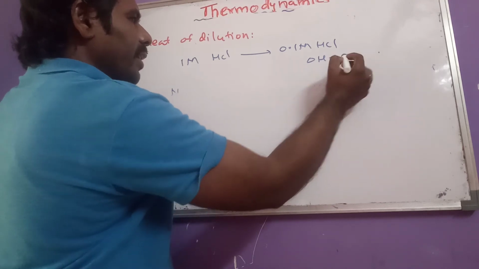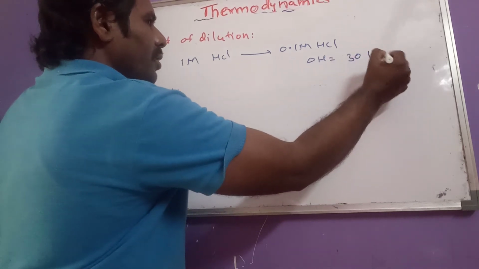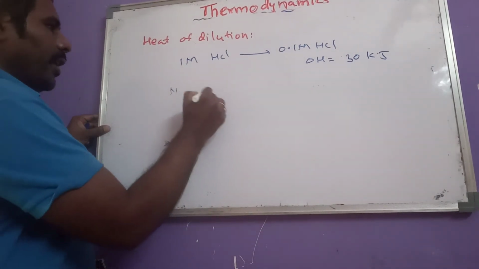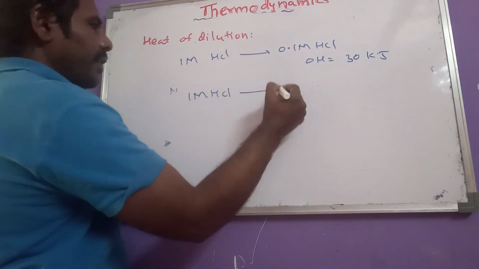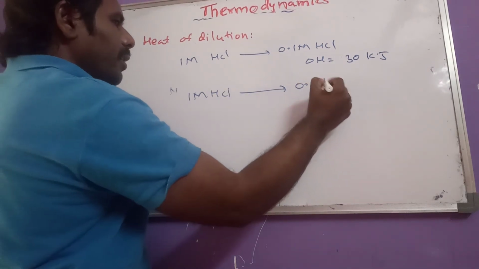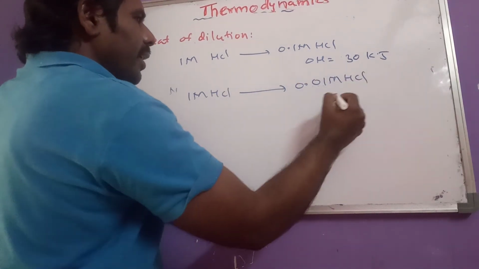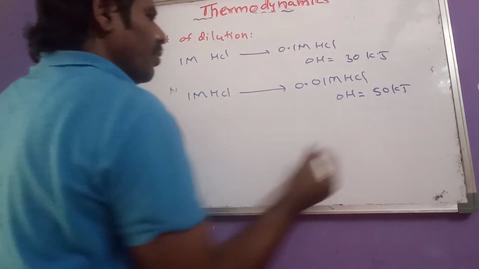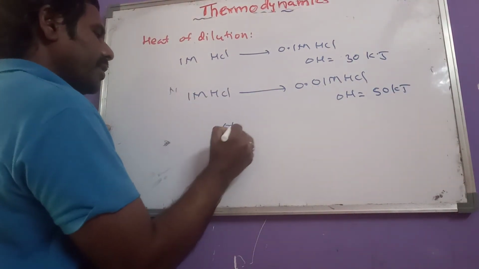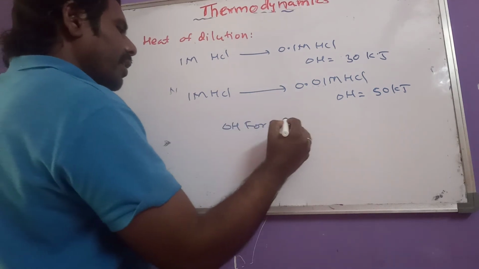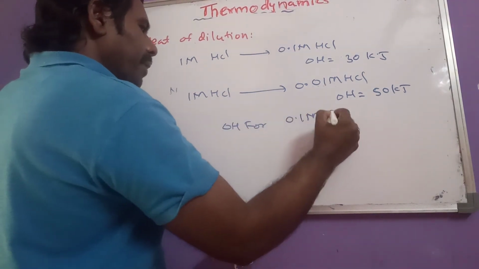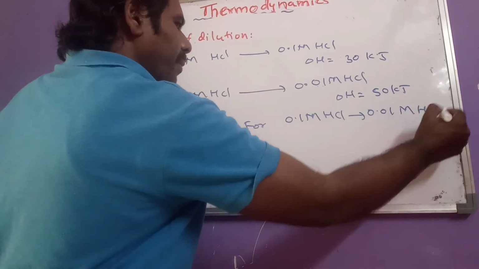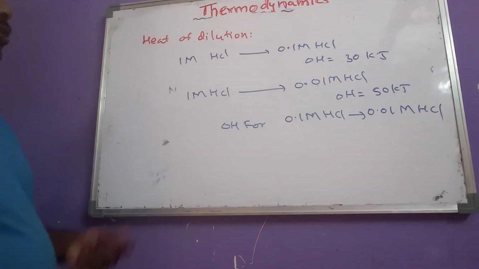Let us consider here 30 kilojoules. Let us consider here, 1 m HCl when diluted to 0.01 m HCl, the delta H value is 50 kilojoules. Therefore, the question is the delta H for 0.1 m HCl to 0.01 m HCl. So, how to solve this question?